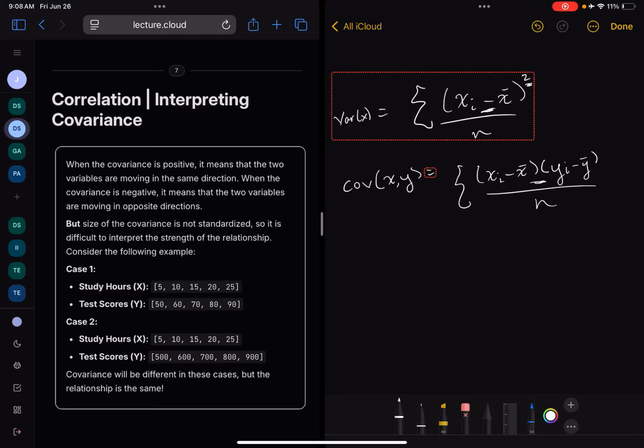It's not a standardized measure. It's not a relationship that we can compare across different examples, or even within the same example where it has the same relationship and it just doesn't quite match up.